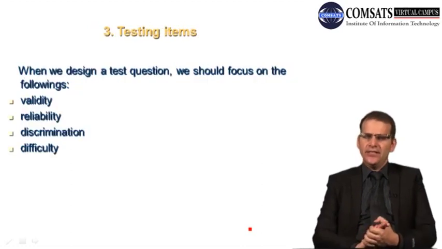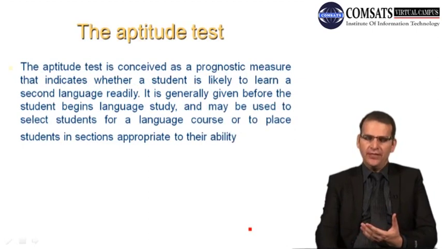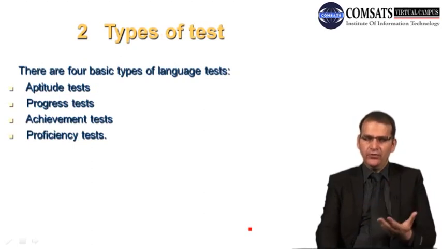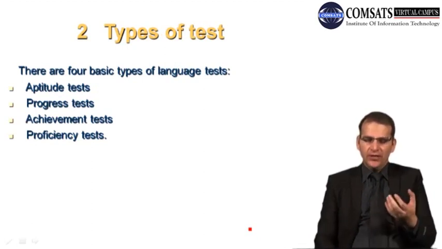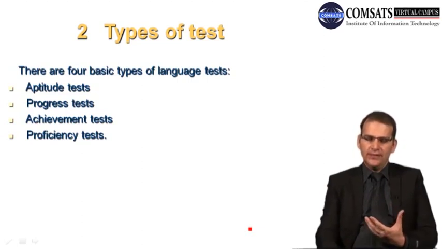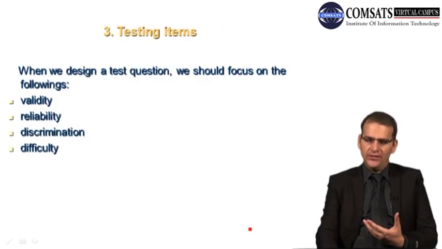So these are the tests we talked about: proficiency test, progress test, achievement test, and aptitude test. These are different types of tests. There are 4 types of tests. For your understanding, I repeat that aptitude test is one, progress test, achievement test, and proficiency test. You can call them AP and AP: A for aptitude, P for progress, again A for achievement, and P for proficiency.